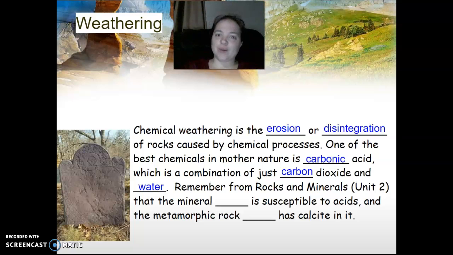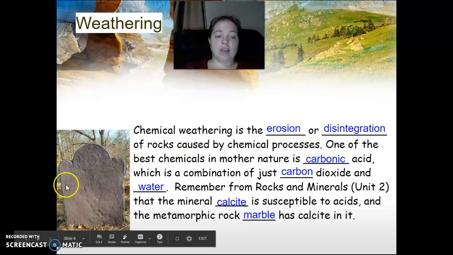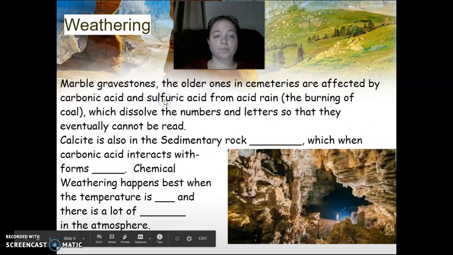And so remember back to Unit 2, what we just did, that the mineral calcite is susceptible to acids. That's the only one that bubbles with acids. If you don't remember, look at page 16. It does say it in the comments. And the metamorphic rock marble has calcite in it. So what's one thing that has calcite in it? Well, look at this right here. It is a gravestone, and look, you can barely see the lettering on there.